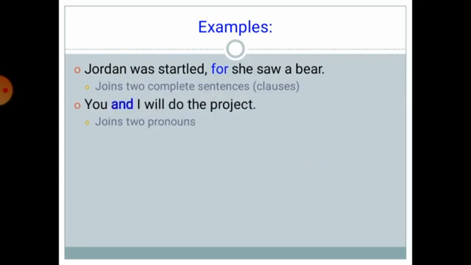You and I will do the project. In this case, we join two pronouns. So here we don't separate it with a comma. We separate it with a comma when you have two clauses. Okay.